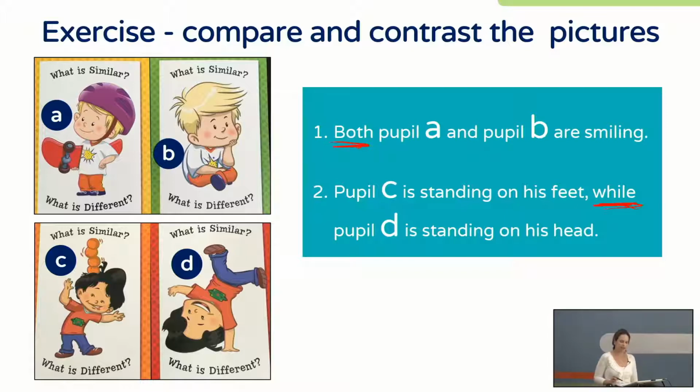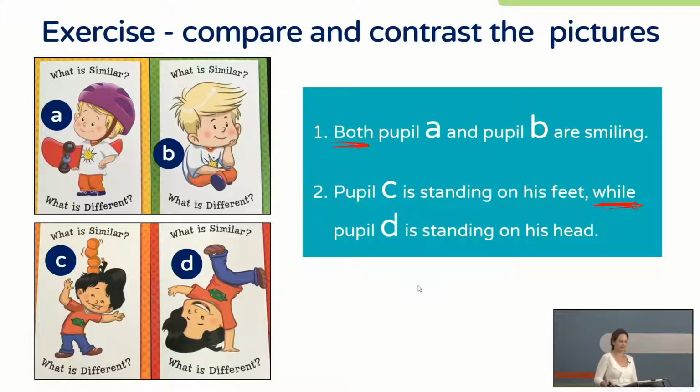Okay? Let's think of some other sentences about how they are different. Pupil C has oranges, while pupil D doesn't have any food. That's another difference between them. Pupil C has his tongue out. How funny. However, pupil D's tongue is in his mouth, like it should be.